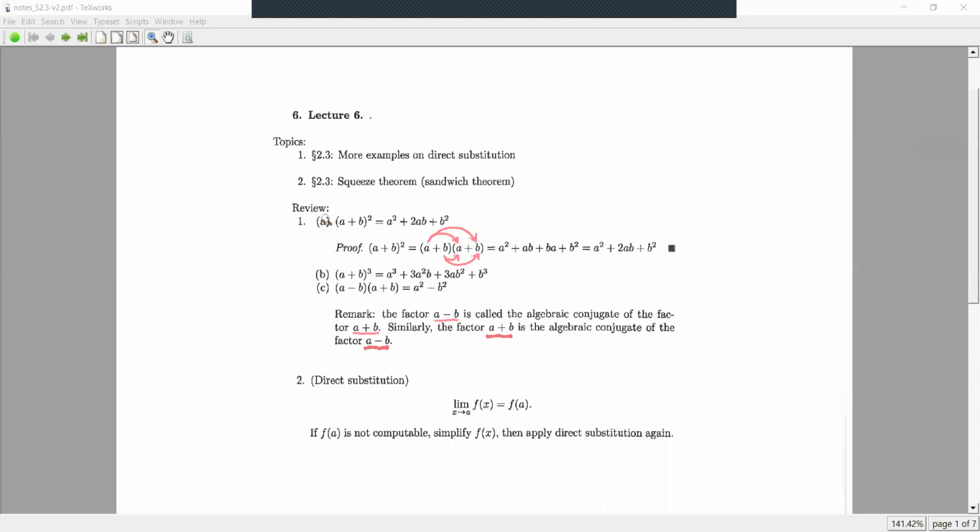Take a review and preparation. Here are some algebraic formulas that we often use. These formulas are fundamental.